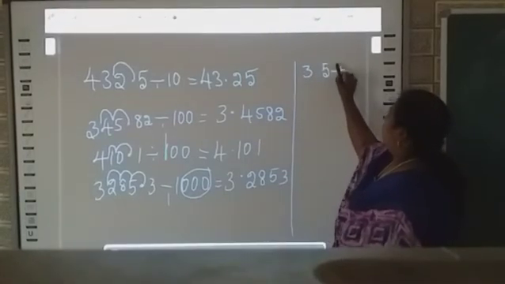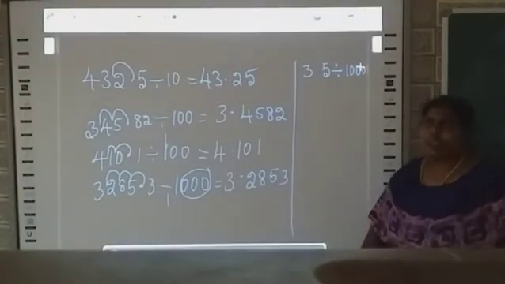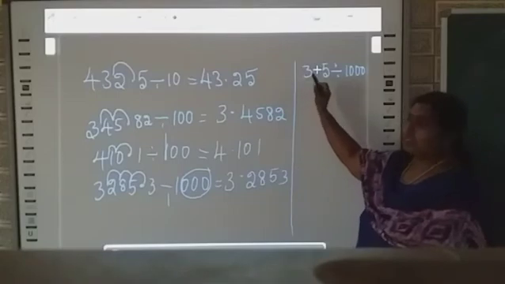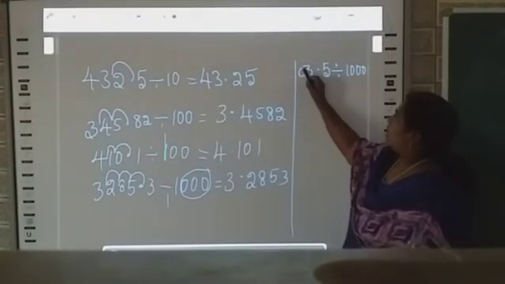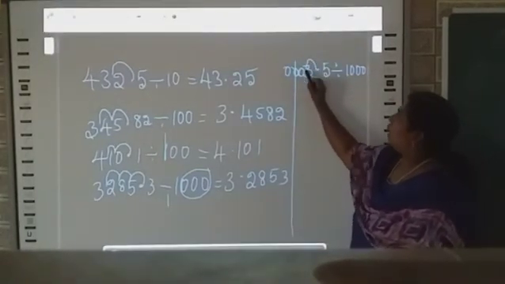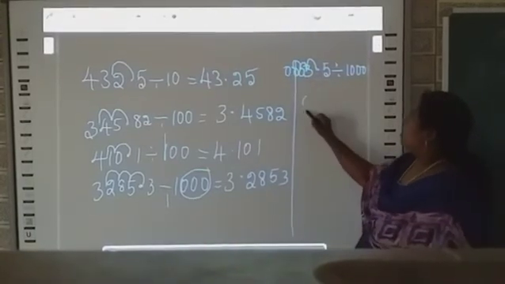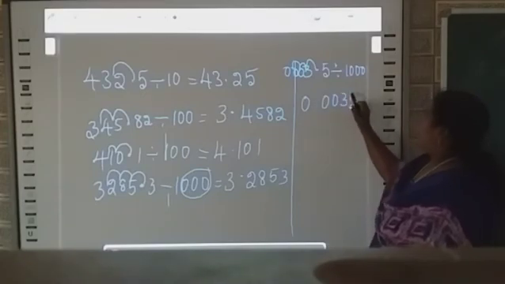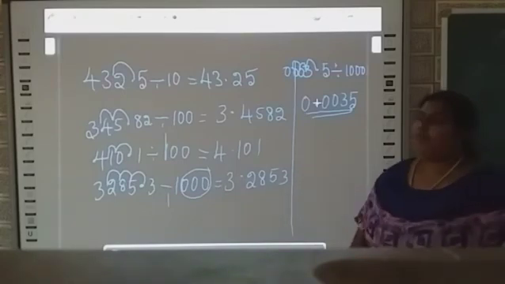See the next example: 3.5 divided by 1000. How can you write the answer? Here is the decimal, and here there is no number, right? Only one place is there. So where there is no number, you just add 0. No problem. So how many places do we want to move? 1, 2, 3. So the point will come here. So the answer is 0.0035.